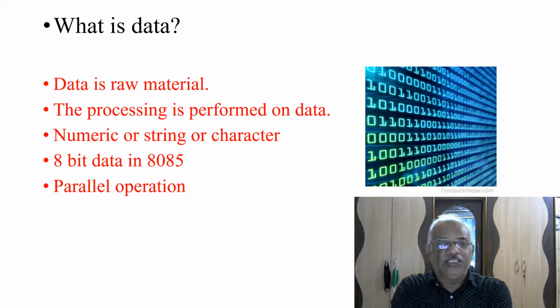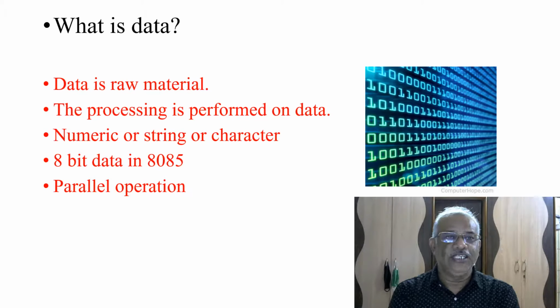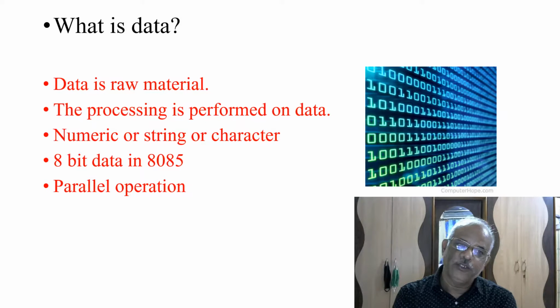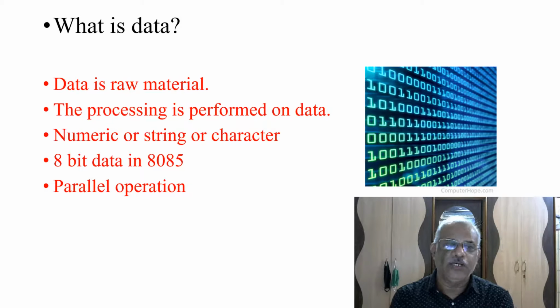And we came up to the last slide, that is, what is data. We have discussed that in the case of the 8085 microprocessor, the data is of 8 bits and it is processed parallelly. That is important. The number of bits that can be processed by the microprocessor parallelly is called the word length of the microprocessor. Therefore, microprocessor 8085 has word length 8.